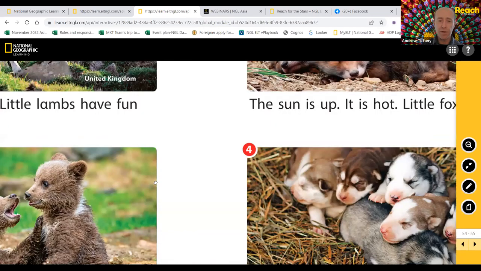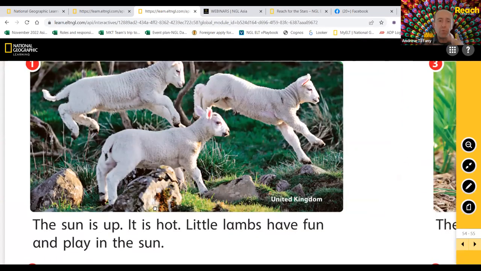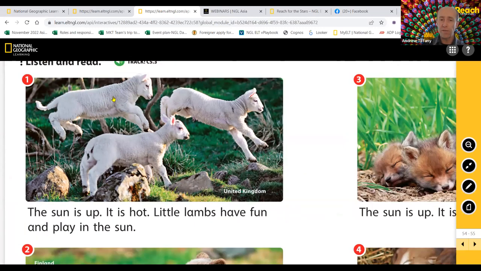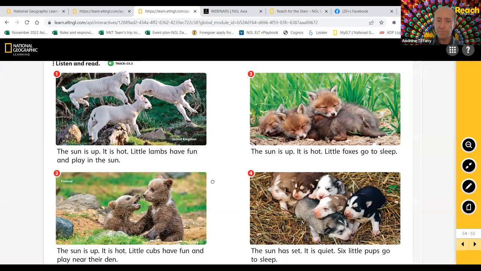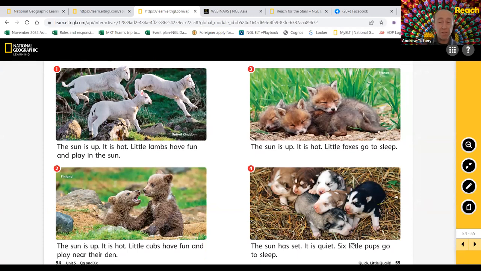Let's go back to the first one and let's try and read them all, okay? And we just work with my students to go through them. The sun is up. It is hot. Little lambs have fun and play in the sun. And if we want, we've got some audio. We can use the audio track to help us, right? But yeah, we've got all of these things we can say, okay? And you're so smart, I think you can read them all. So let's read, right? And you'll notice that a lot of the words are high frequency words or phonetic words, and then we've got the animals as well, right? Very good. Okay. Well, I think it's time for you to say hello to some of my friends, right?